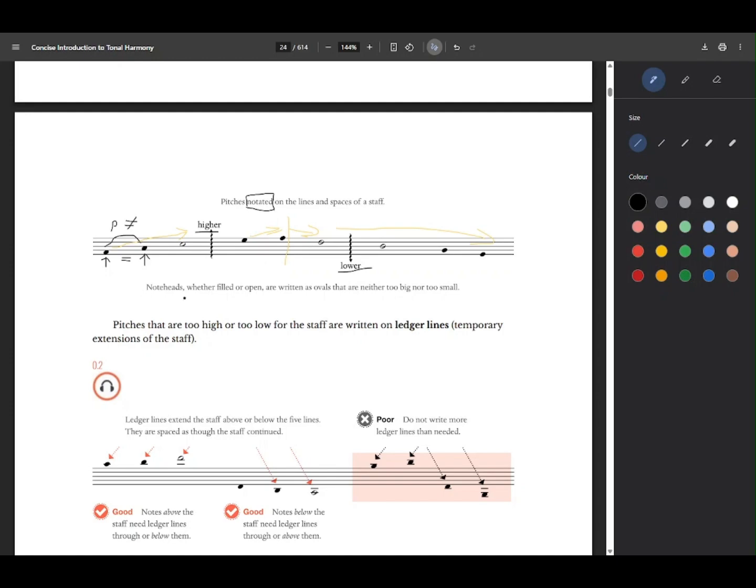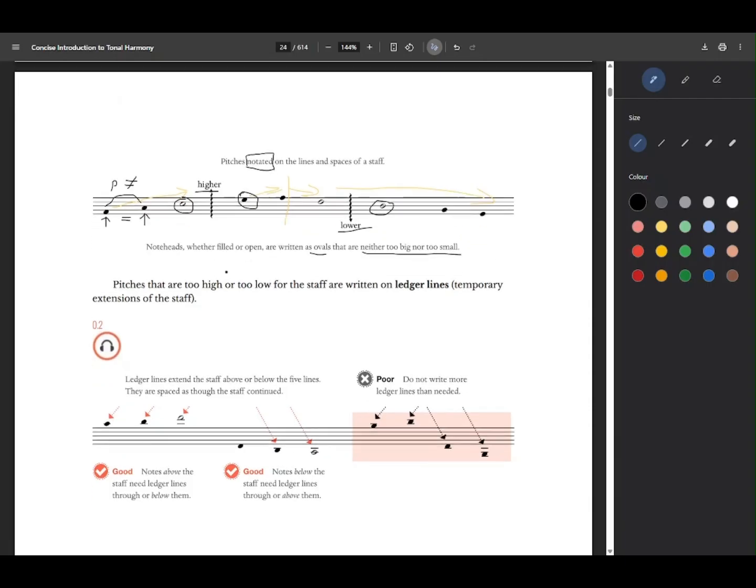Here we see note heads, whether they're filled like these are filled note heads. They could also be open like these. They're written as circles or ovals. And it's important that they're neither too big nor too small. When you're writing on your staff, make sure they're all fairly proportionate in size.